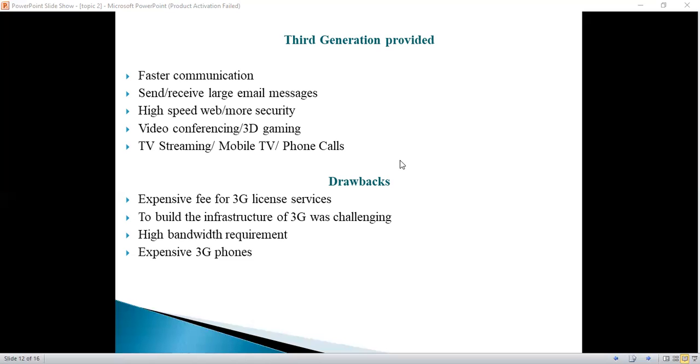If it is giving you bandwidth-extensive facilities, like video conferencing, gaming and TV streaming, it means it needs more bandwidth, right? Because these facilities are all bandwidth intensive. Of course, the phones that you buy that support 3G technology are also expensive.